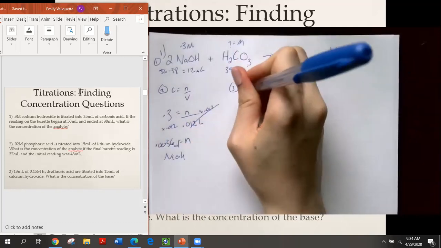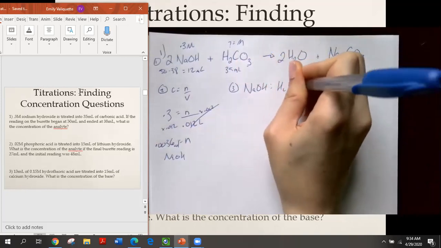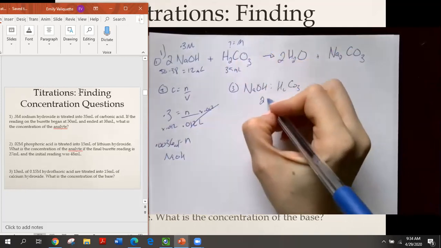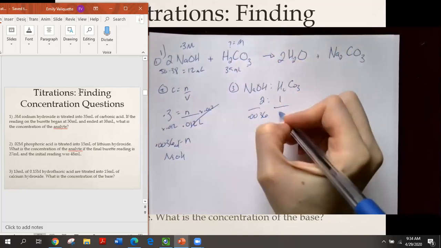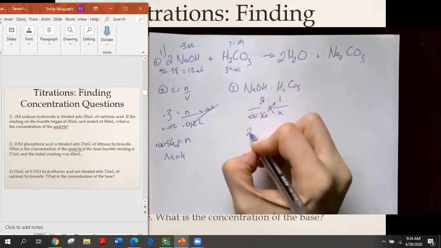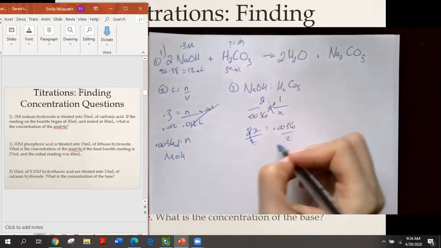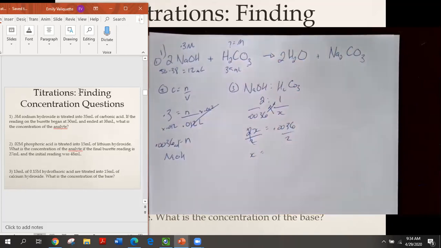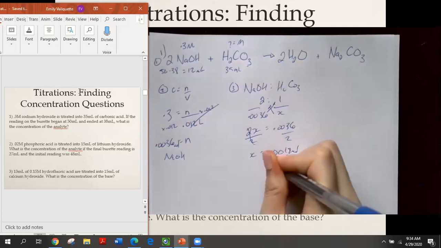Then we're going to set up a mole ratio between our sodium hydroxide and our carbonic acid, which will be a 2:1. I'll plug in my moles of my base that I just solved for, and then cross multiply and divide in order to figure out my moles of carbonic acid, which is 0.0018 moles.